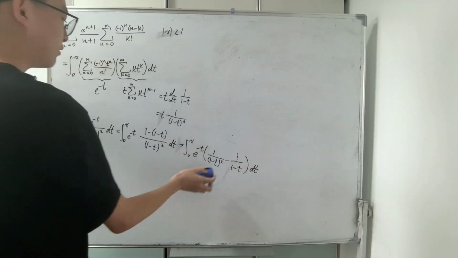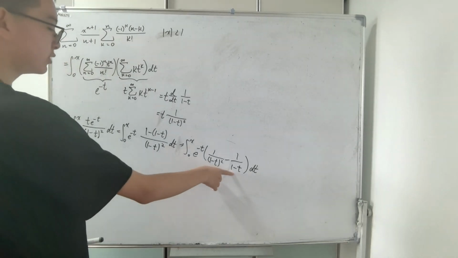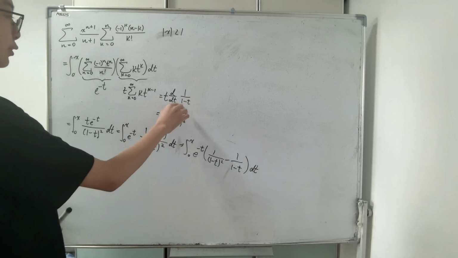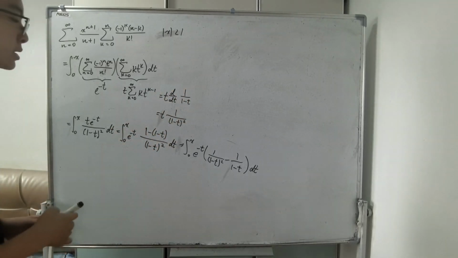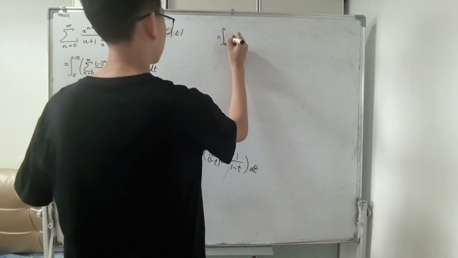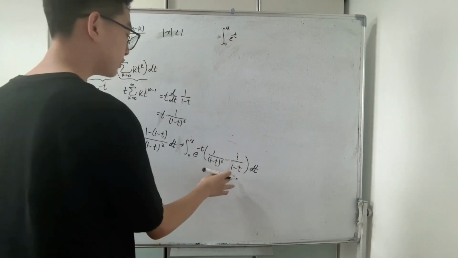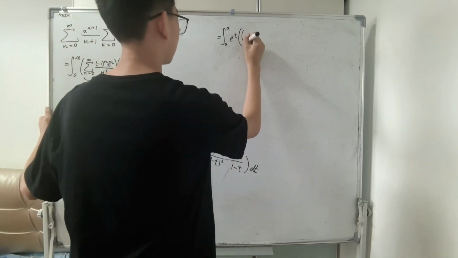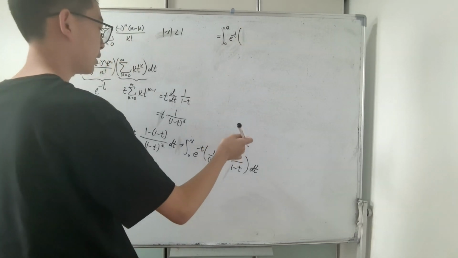So now that we have this form, we're going to notice that this is the derivative of 1 over 1 minus t, and we've used this before, right? So d/dt of 1 over 1 minus t is 1 over 1 minus t squared, so the reverse of that must also be true. So this is actually equal to the integral from 0 to x of e to the minus t times the derivative of 1 over 1 minus t.